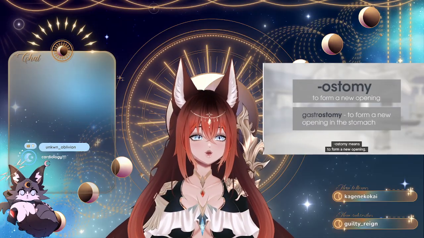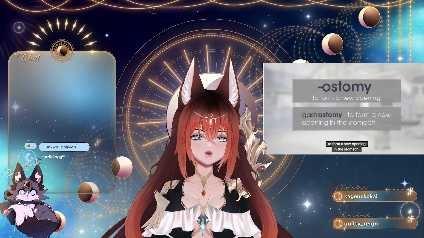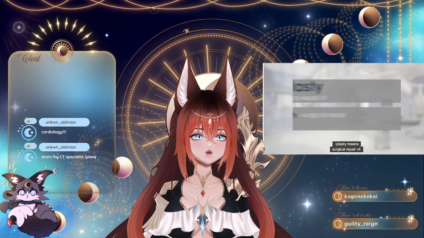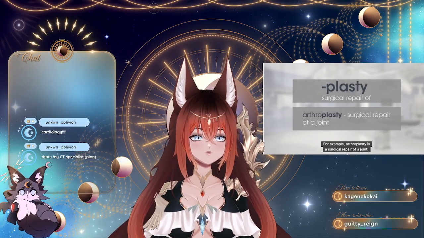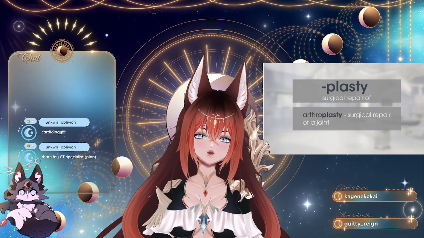Ostomy means to form a new opening. For example, gastrostomy means to form a new opening in the stomach. I knew that one. Plasty means surgical repair of. For example, arthroplasty is a surgical repair of a joint. Oh, nice. So plasty is a surgical repair.